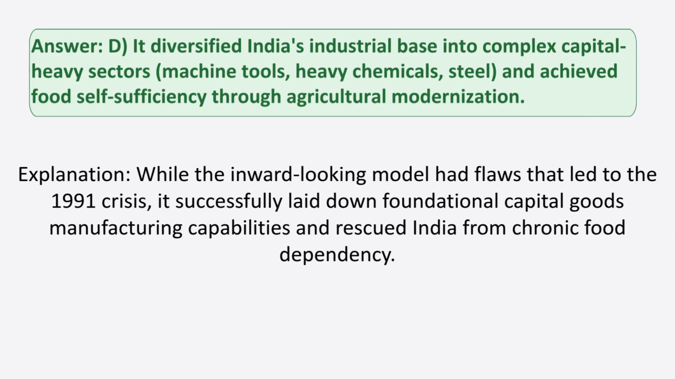While the inward looking model had flaws that led to the 1991 crisis, it successfully laid down foundational capital goods manufacturing capabilities and rescued India from chronic food dependency.